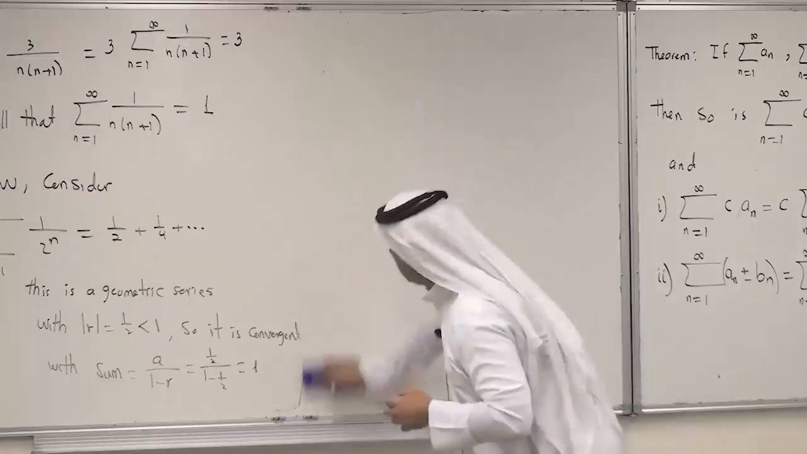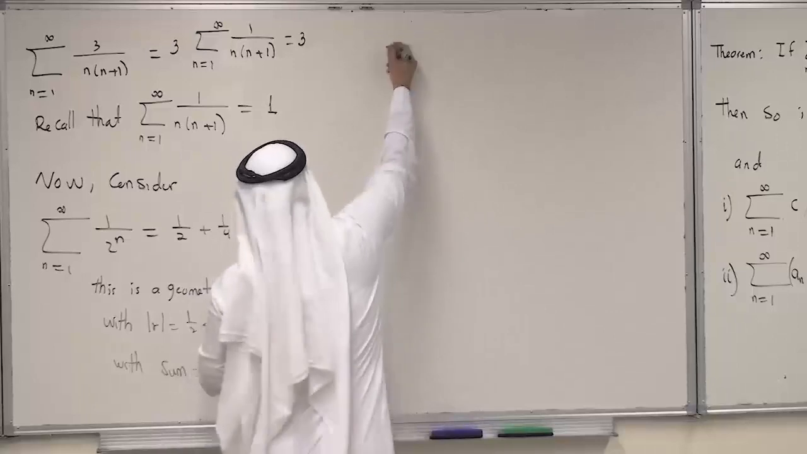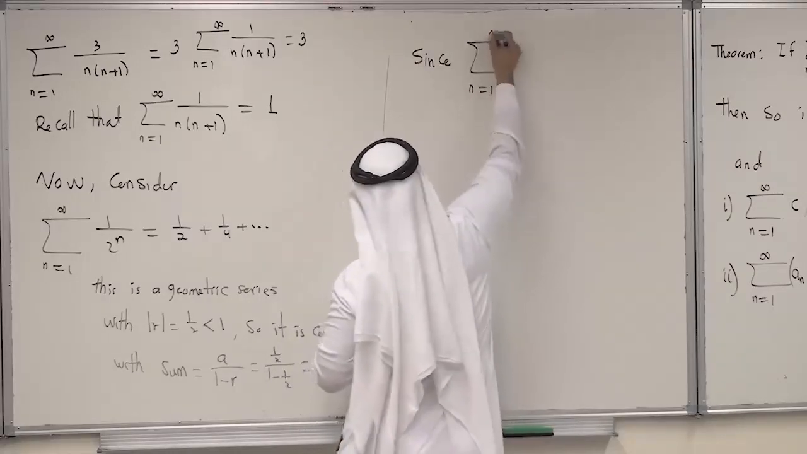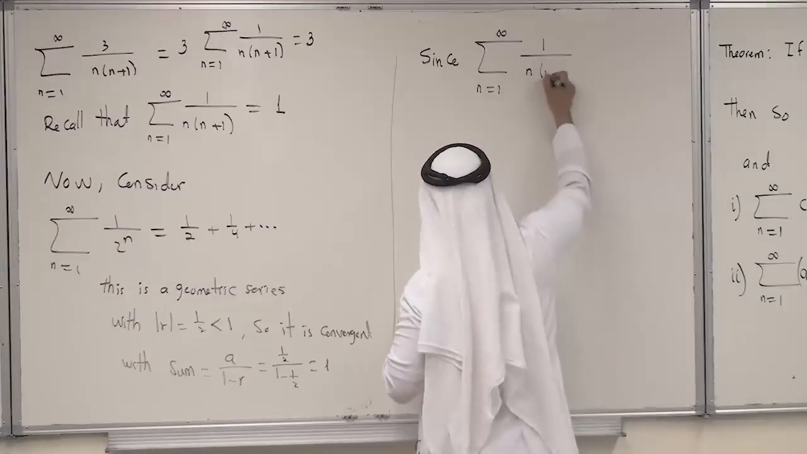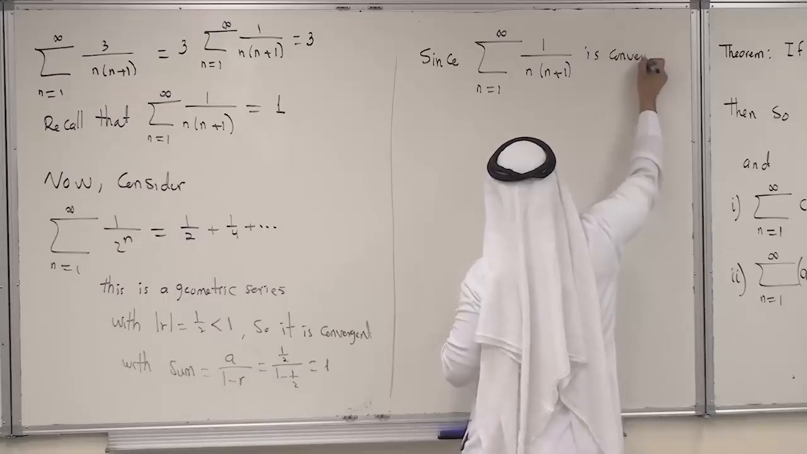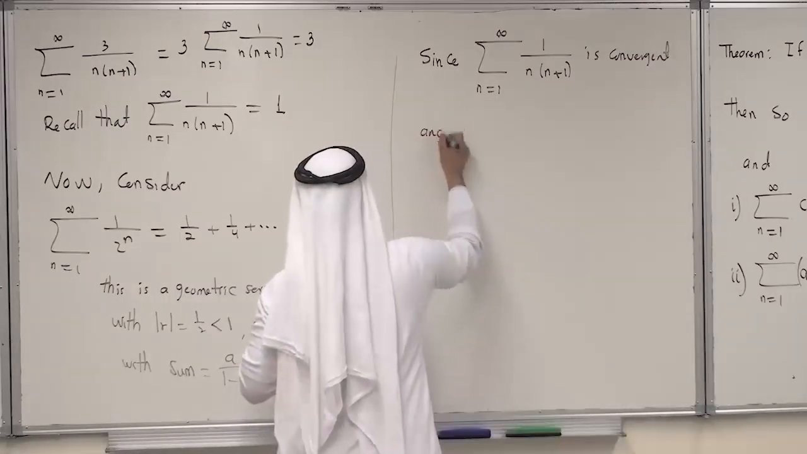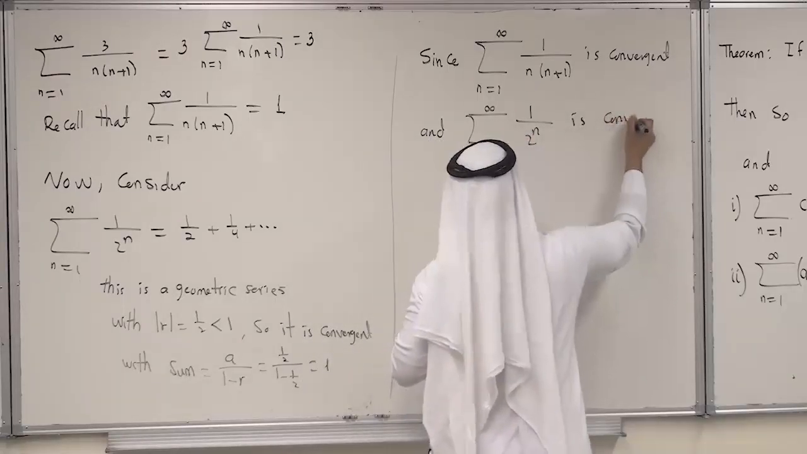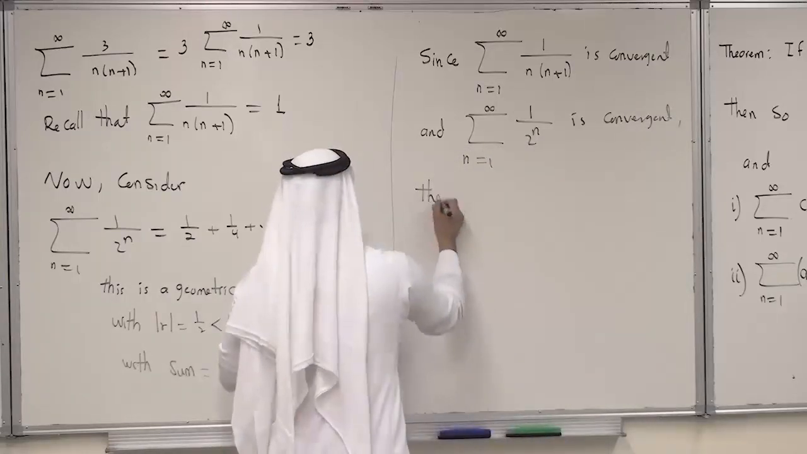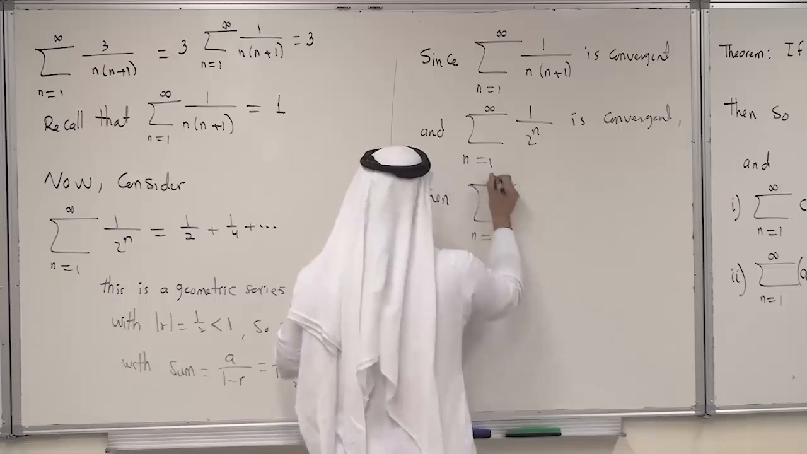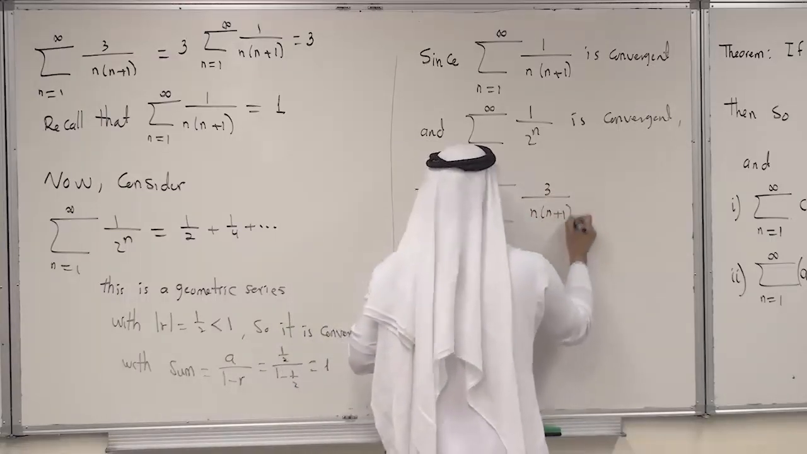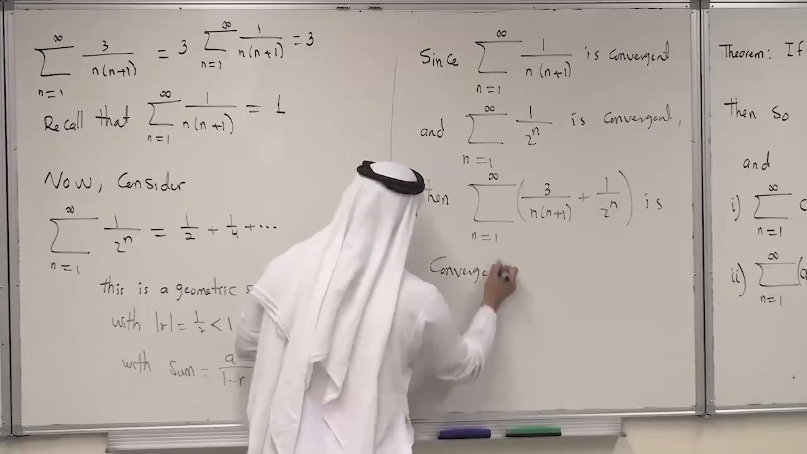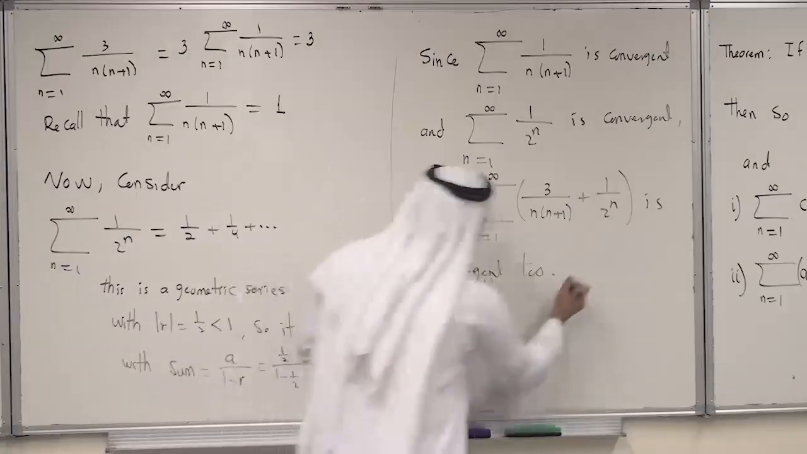I will conclude this discussion by writing the conclusion of this exercise. Since the series n equal to 1 up to infinity, 1 over n plus 1, is convergent, a telescoping series actually, and the summation n equal to 1 up to infinity, 1 over 2 to the power n, is also convergent, then we have the summation of a constant multiple of the first one added to the second one is convergent. Not only convergent, and we have this.